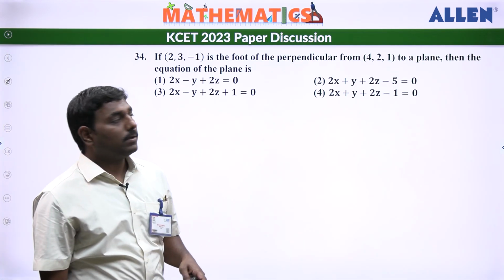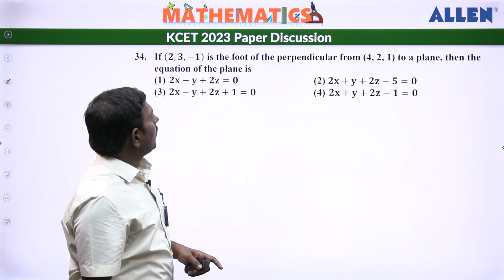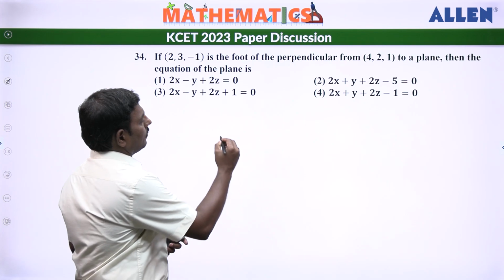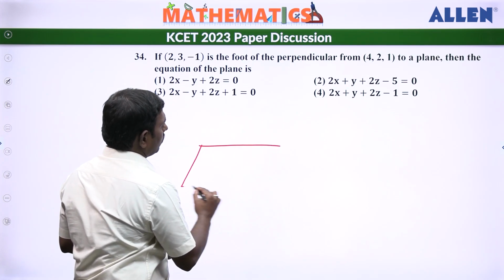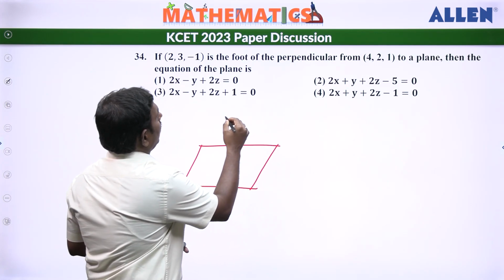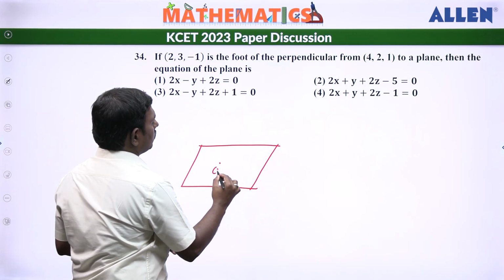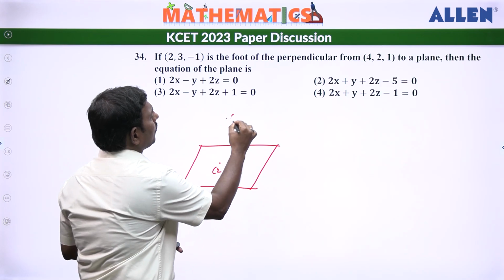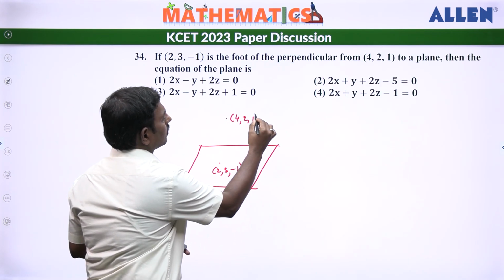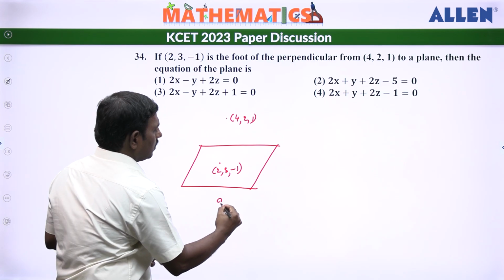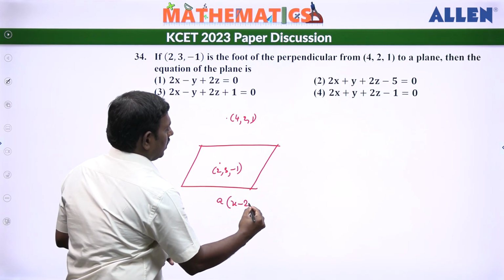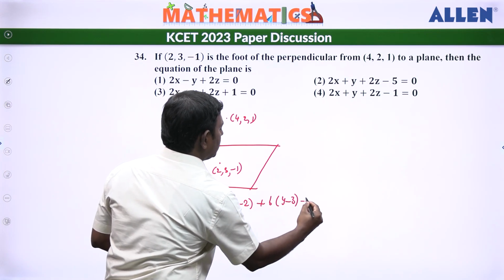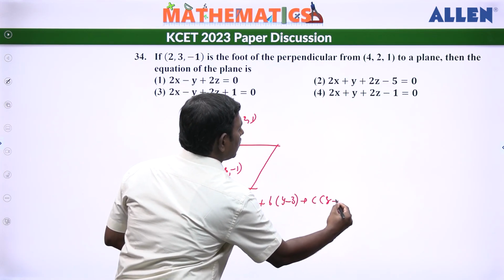Question number 34. If (2, 3, −1) is the foot of the perpendicular from (4, 2, 1) to the plane, then find the equation of the plane. The plane equation we don't know, we have to find it out, and (2, 3, −1) is the foot of the perpendicular from the point (4, 2, 1). So how to write the equation of the plane? a times (x minus 2) plus b times (y minus 3) plus c times (z plus 1) is equal to 0.